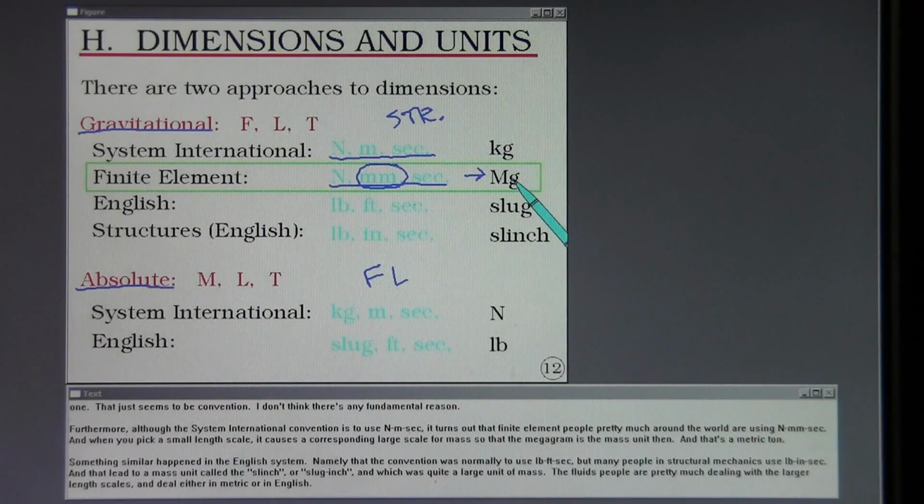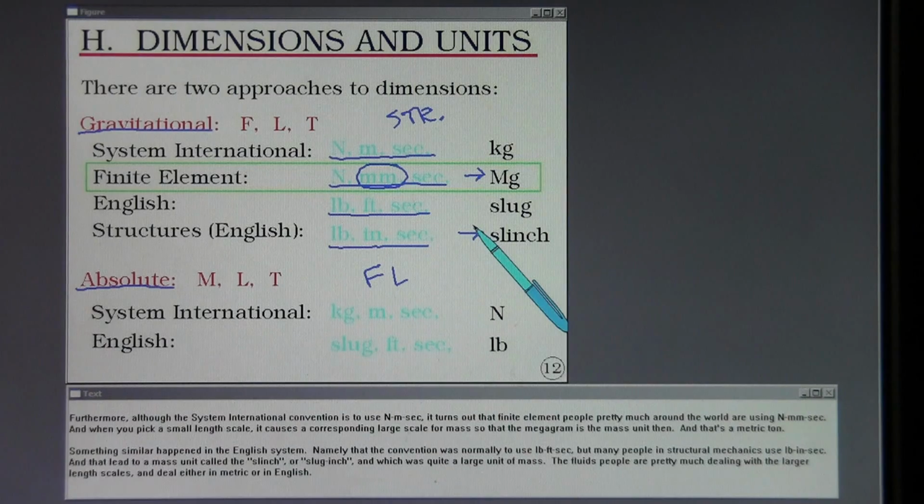Something similar happened in the English system, namely that the convention was normally to use pound-foot second, but many people in structural mechanics use pound-inch second, and that led to a mass unit called the slinch, or slug inch, which was quite a large unit of mass. The fluids people are pretty much dealing with the larger length scales and deal either in metric or in English.